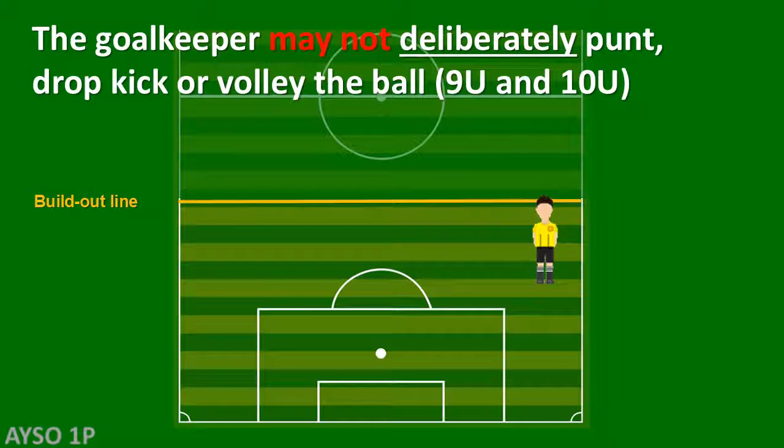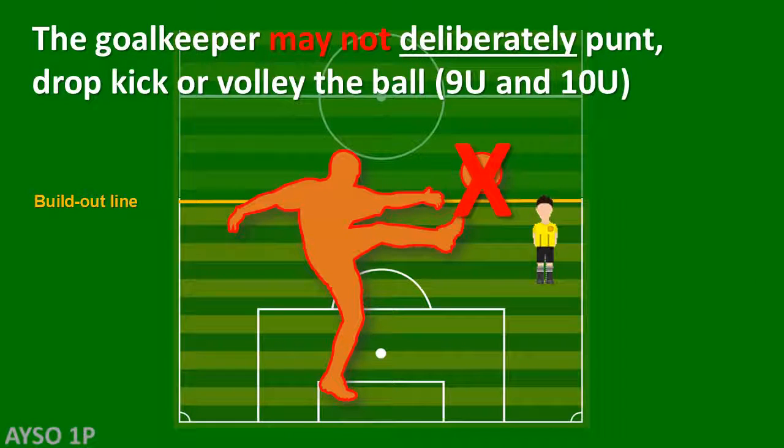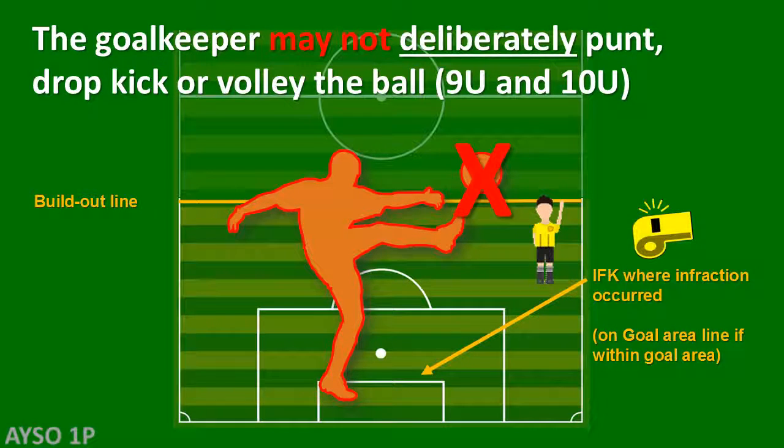As part of the US Soccer Player Development Initiative, goalkeepers in the 9U and 10U divisions may not deliberately punt, drop kick, or volley the ball from their possession. An infraction of this rule should result in an indirect free kick for the opponents at the spot of the offense. If the offense occurred within the goal area, the indirect free kick should be taken from the goal area line, parallel with the goal line, closest to the infraction.